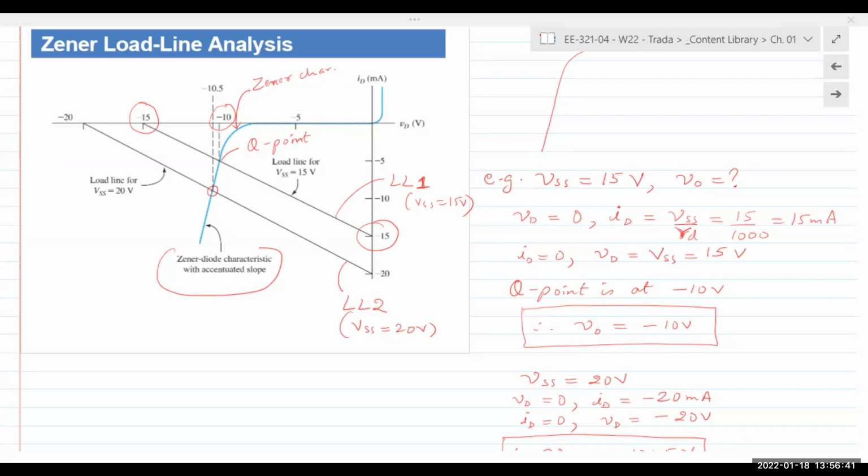If the Zener diode was rated at 10 volts, the operating point would shift depending on VSS because the current would change, but the voltage of that operating point would still remain at minus 10 volts. And thus, it acts as a voltage regulator. You apply it to the output of a rectifier circuit. Even though the rectifier circuit has ripples in the filtered output, the output voltage would still remain constant.